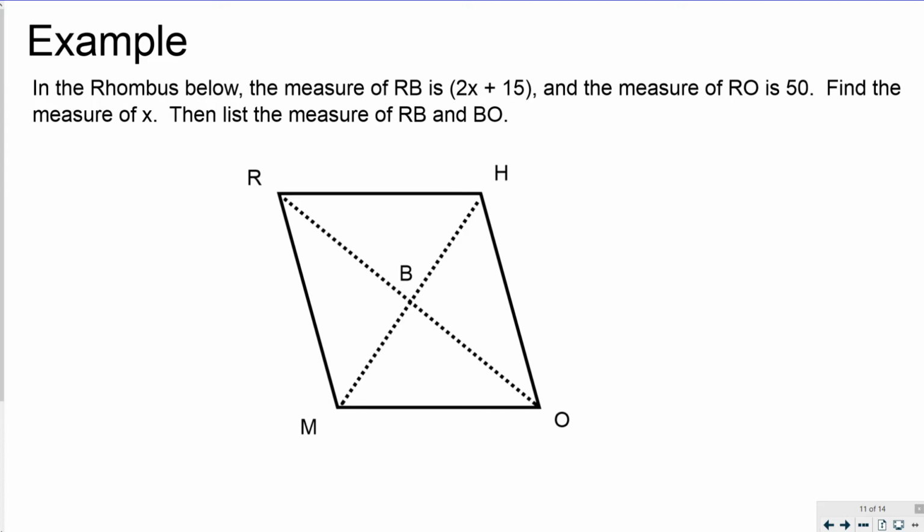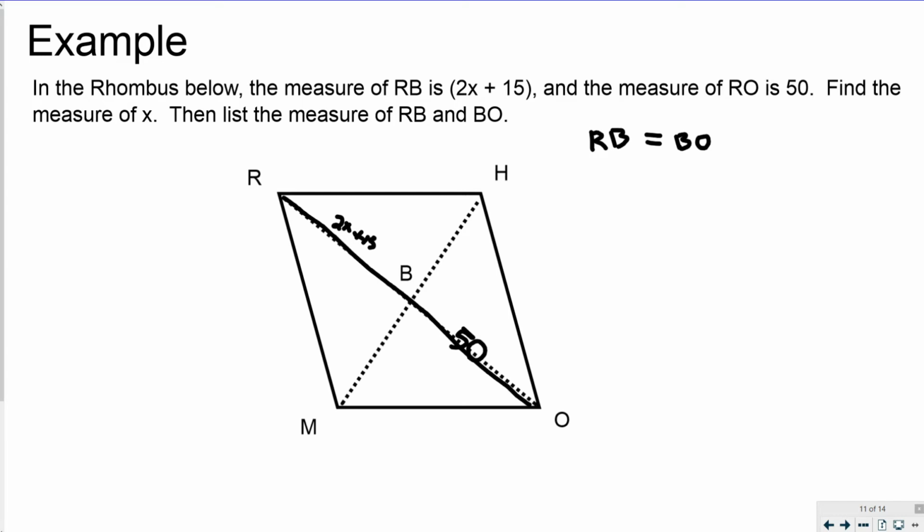All right, another rhombus problem. In the rhombus below, the measure of RB is 2x plus 15, and the measure of RO is 50. So the entire thing is 50. Find the measure of x. Okay, so I'm going to list the measure of RB and BO. So I do know that RB equals BO. So if I find RB, which I can up here, I can work backwards and find the rest.